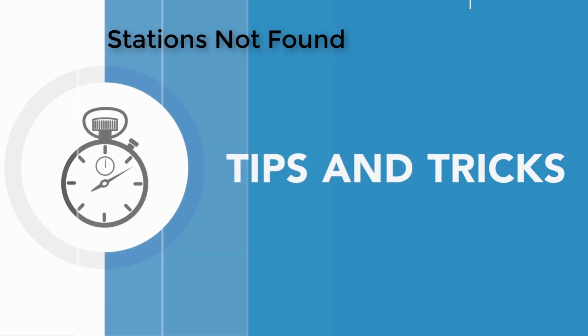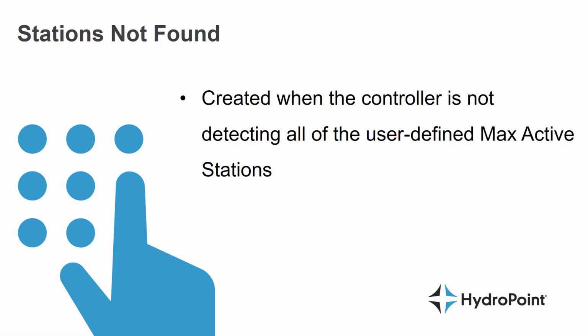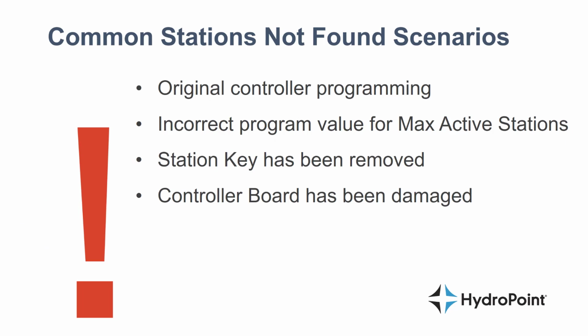Stations not found. The Stations not found alert is created when the controller is not detecting all of the user-defined max active stations. Or to say that a different way, the controller hardware is showing a different number of stations than the controller software is looking for. And this is a very common alert in the original controller programming.